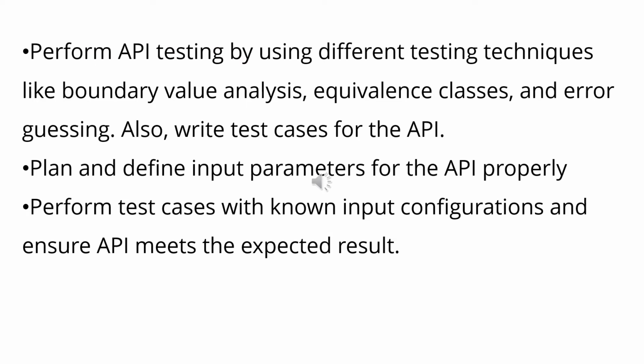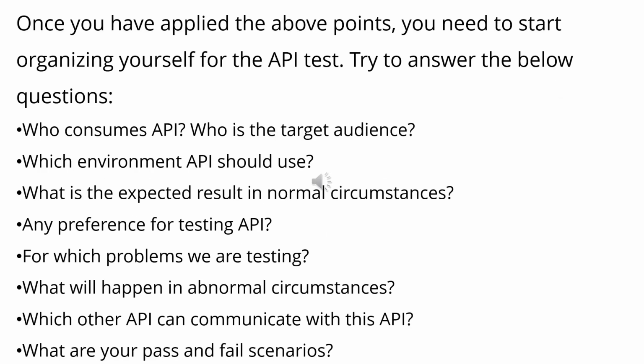Perform API testing by using different testing techniques like boundary value analysis, equivalence classes, and error guessing. Also, write test cases for the API. Plan and define input parameters for the API properly. Perform test cases with known input configurations and ensure API meets the expected result. Once you have applied the above points, you need to start organizing yourself for the API test.